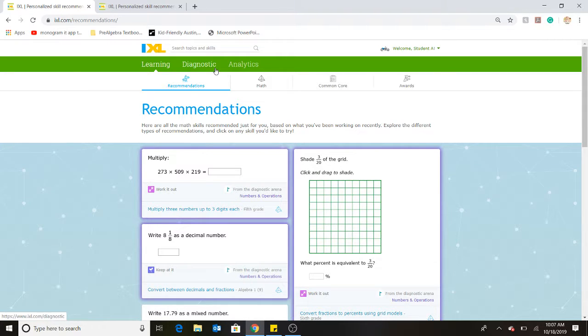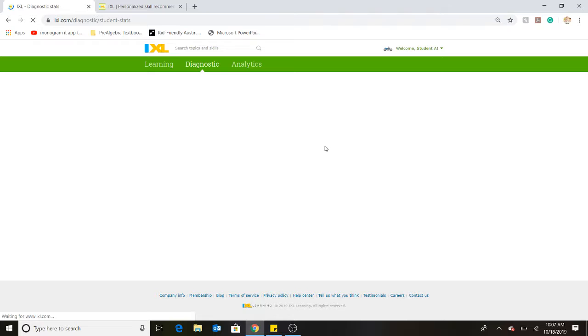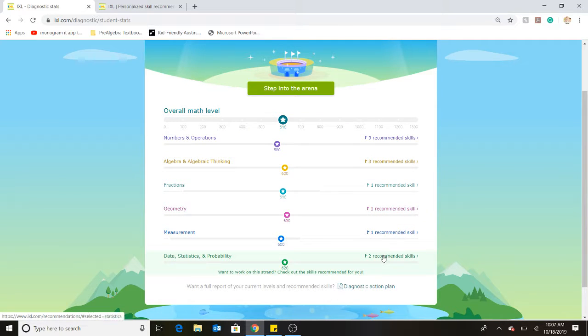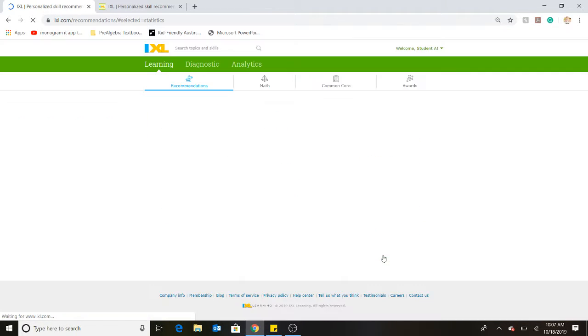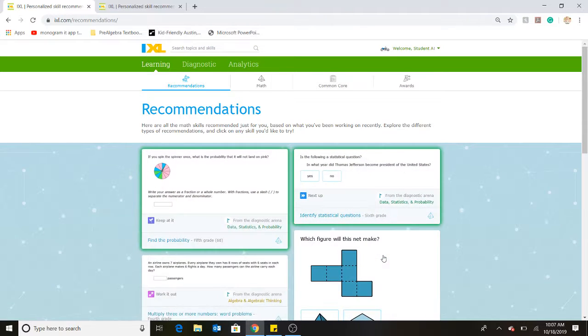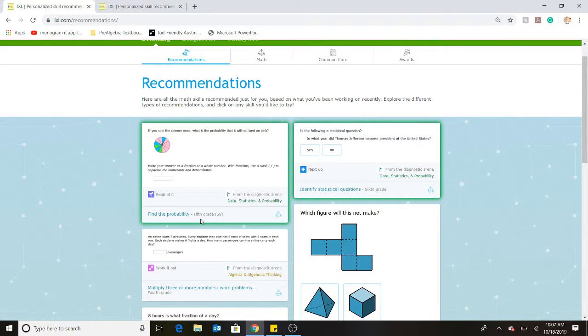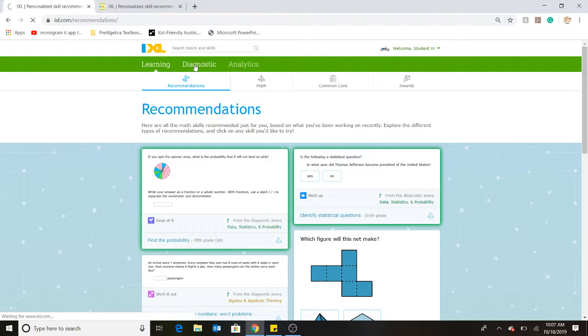You go back to the diagnostic arena. You can then click more. You could say recommended skills for data and statistics. Those are highlighted in green. So this is on a 5th grade level, this is on a 6th grade level. The grade levels are just to build that skill up to get their diagnostic to move further. So this is where their personal skill comes from.